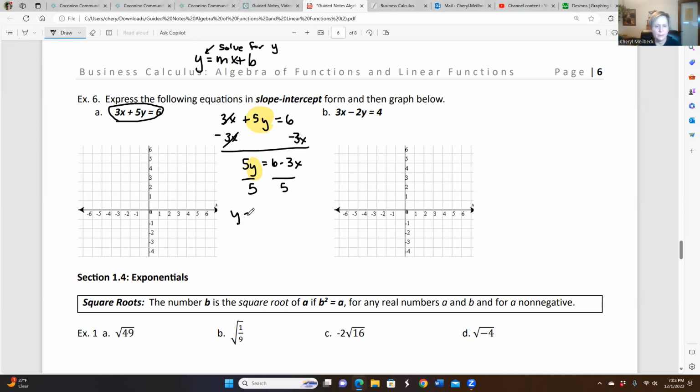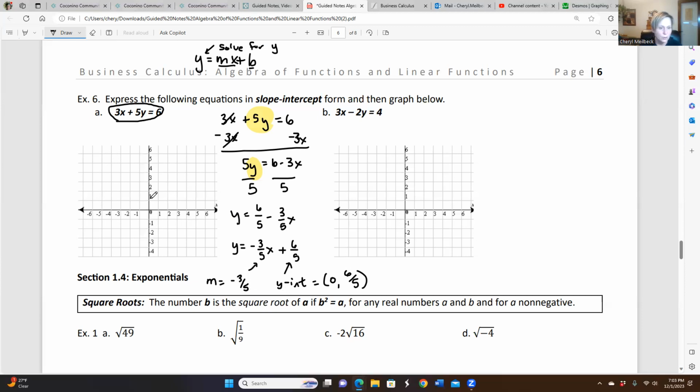And we'll get y equals 6 over 5 minus 3/5 x. We're going to split this up into two fractions. We could have just as easily switched the order and written it as y equals -3/5 x plus 6/5. We're a little bit more used to having the mx first and the b second. So in this case, that makes our slope -3/5 and our y-intercept (0, 6/5). Now 6/5 is the same as 1.2.